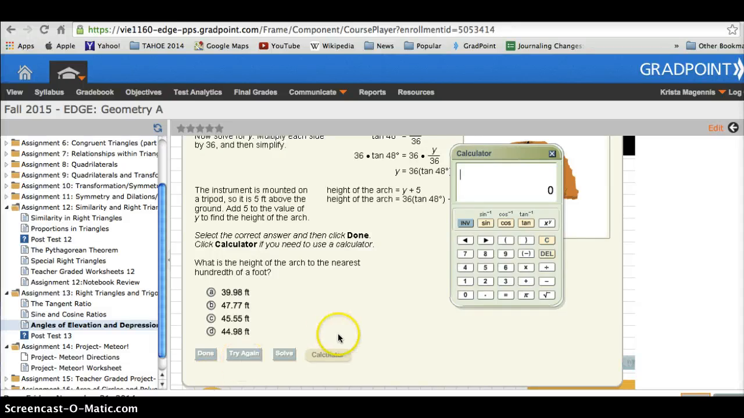Hi, I wanted to answer your question about how to use the inverse sine, inverse cosine, or inverse tangent. I'm not sure what your calculator is. I think you're referring to the Gradpoint Calculator, so I'll show you here.